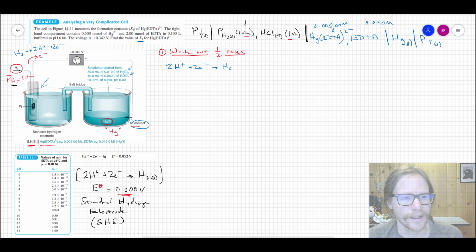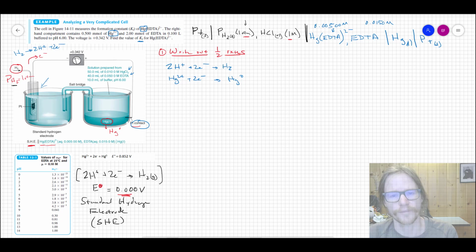Well, now that we added mercury 2+ in there, and we have mercury 0, those are the only 2 redox active things in the system. So as a reduction, that's going to look like mercury 2+ plus 2 electrons makes mercury 0. So those are the 2 half reactions.